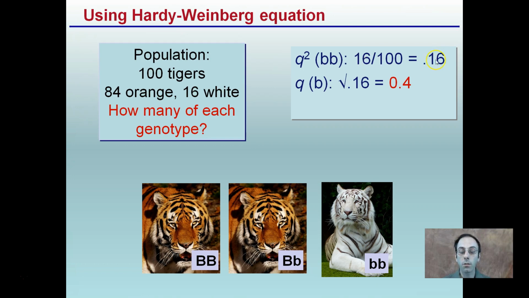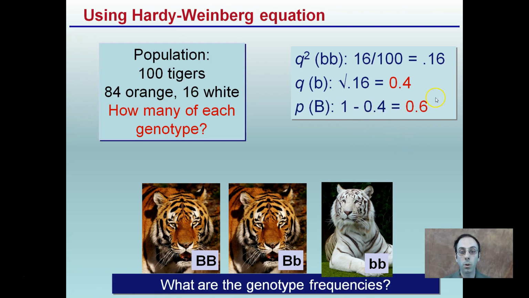So 16% represented by 0.16, that's little b little b or Q squared. To get to Q, or just little b, we have to take the 0.16 and square root it to get 0.4. Now we know that 0.4 plus P must equal 1, therefore 1 minus 0.4 would be 0.6. The dominant allele, or the big B, represented by P here, would equal 0.6.